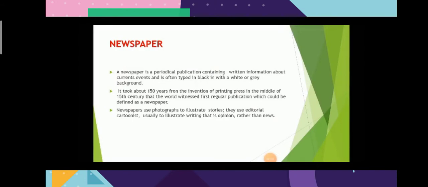Then we will learn about newspaper. Now, what is newspaper? A newspaper is a periodical publication containing written information about current events and is often typed in black ink with a white or grey background. It took about 150 years from the invention of the printing press in the middle of the 15th century that the world witnessed the first regular publication which could be defined as a newspaper.